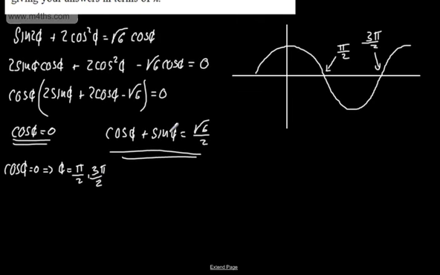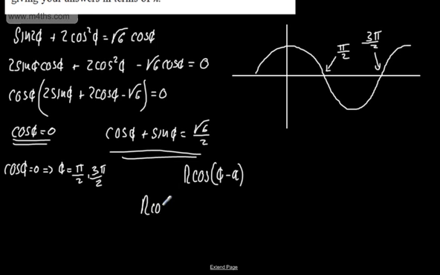Let's go ahead and deal with the other equation. You might be able to spot and factor this straight off. If not, you can use r cos of theta minus alpha or r sine of theta plus alpha. I'm going to use r cos of theta minus alpha. If you want to factor it straight off, you're welcome to do so, but I'm going to go through this method as it's not always easy to spot.